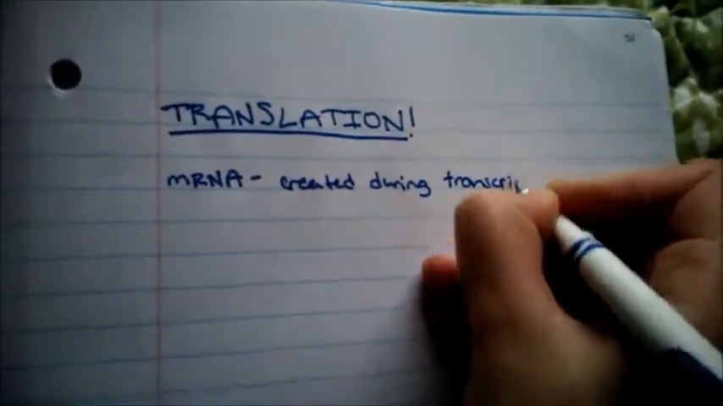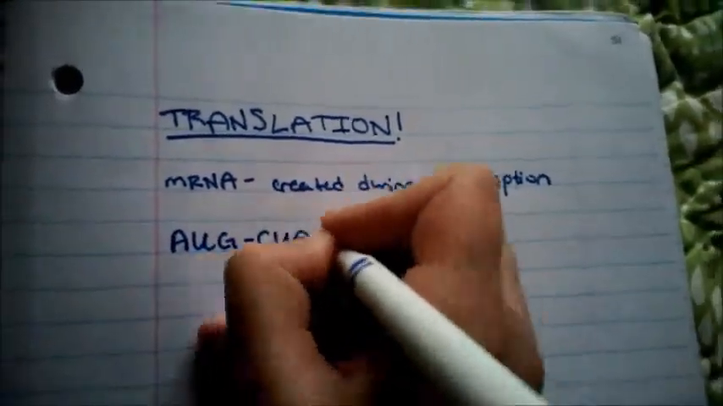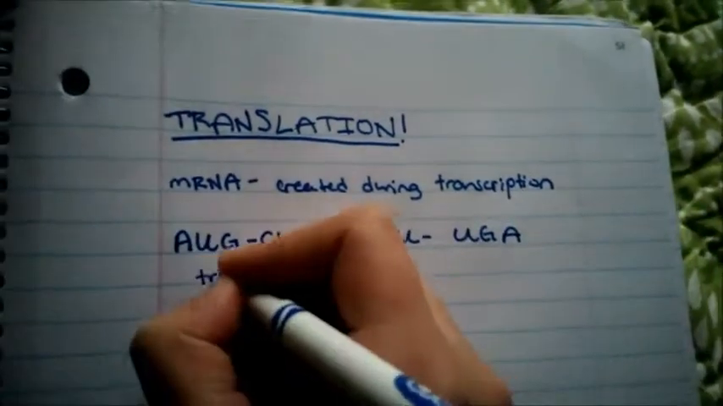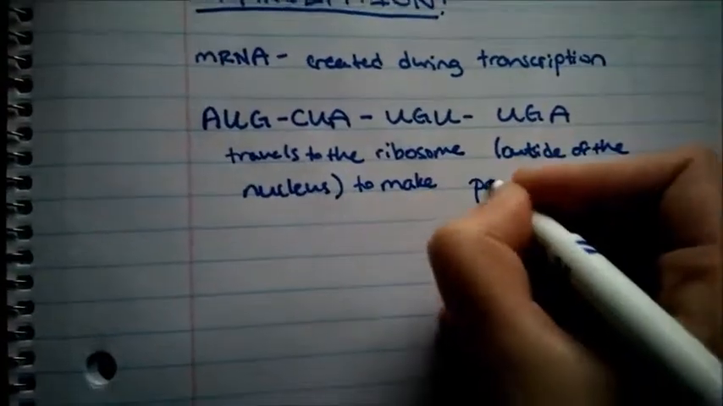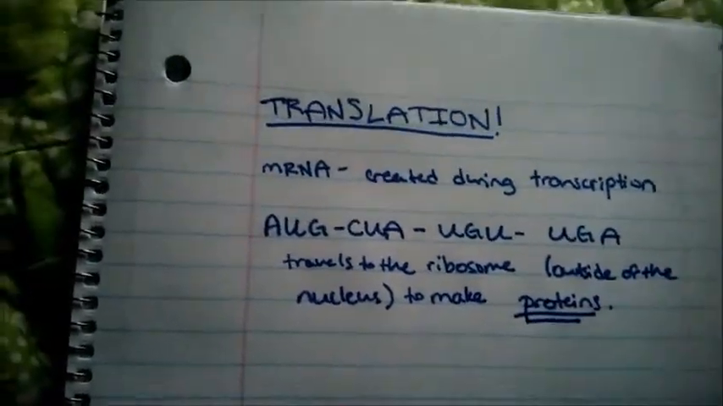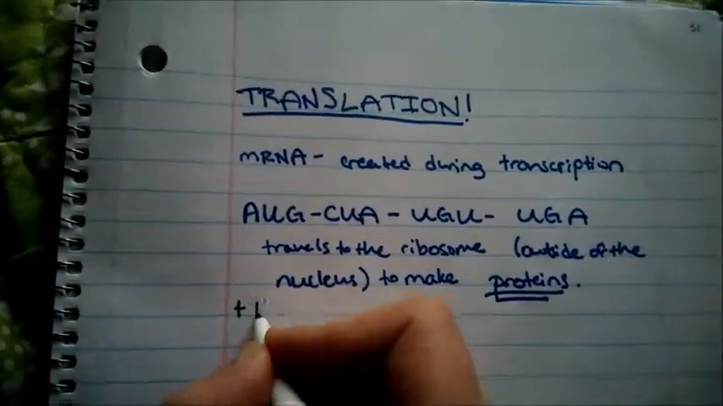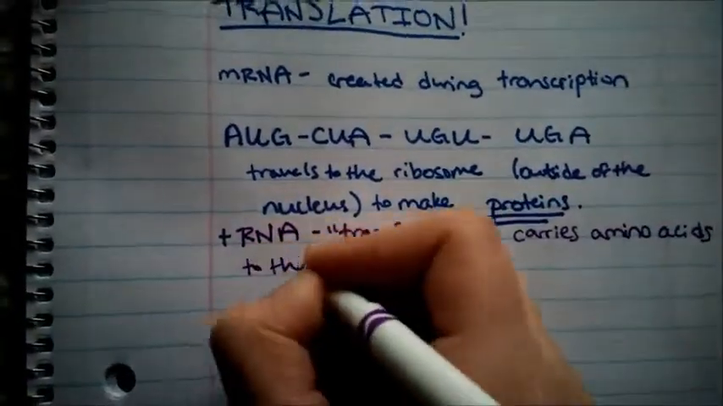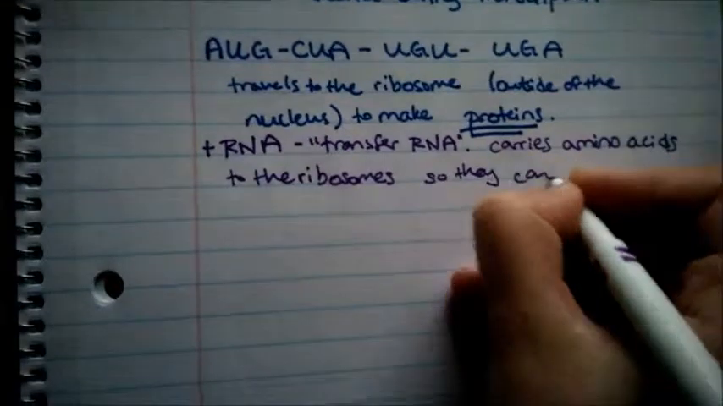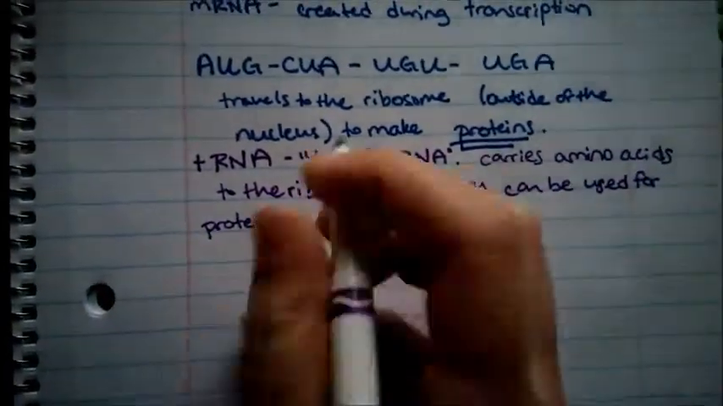The mRNA, which has been created during transcription, will look as follows. There it is. So this travels to the ribosome, which is outside the nucleus, because DNA cannot move from inside the nucleus, so mRNA has to do it for it. So then tRNA, which is transfer RNA, carries amino acids to the ribosomes, so they can be used for proteins.